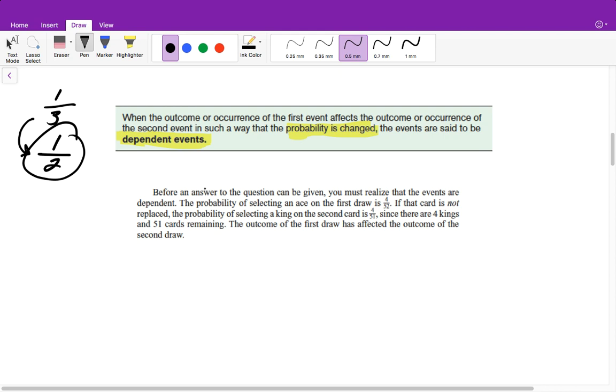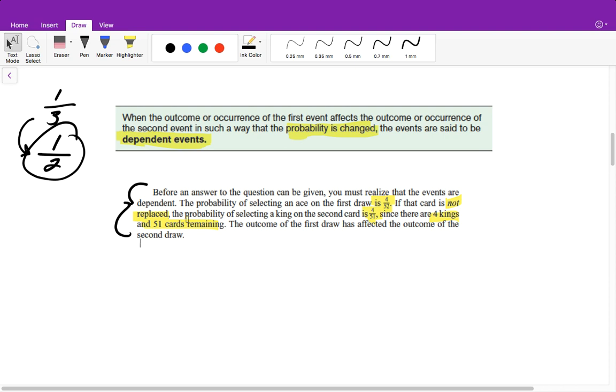All right. So before an answer to a question can be given, you must realize that the events are dependent. So when you're given a question, you need to ask yourself, are they dependent or independent? So what I was saying to you before is if someone selects an ace on the first draw, that's 4 out of 52. But if we do not replace that card this time, then there's only going to be 51 cards left over, and the probability of getting a king on the next hand is 4 out of 51 because there's 4 kings and 51 cards remaining. So not replacing the card affects the second event. That makes it dependent on the first one.